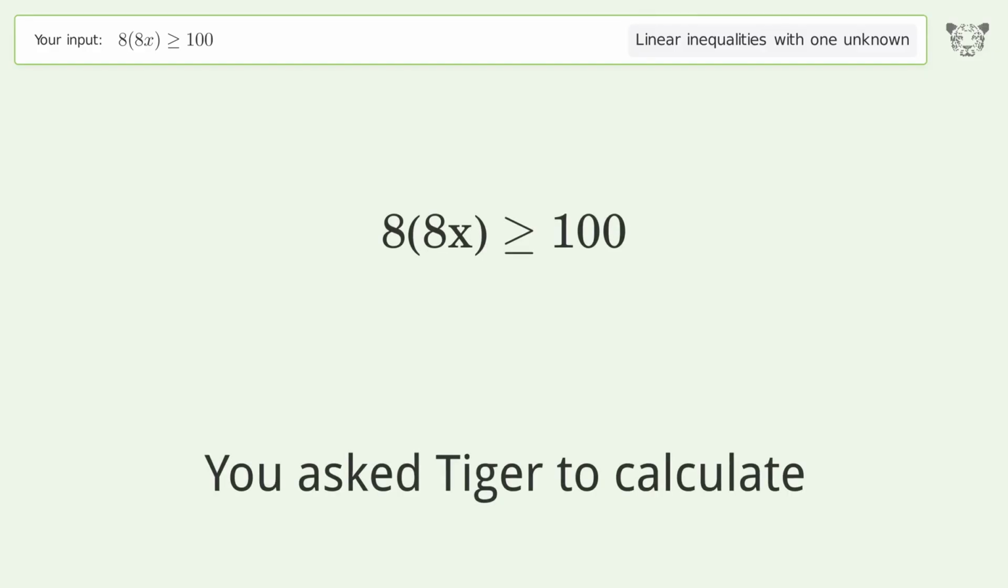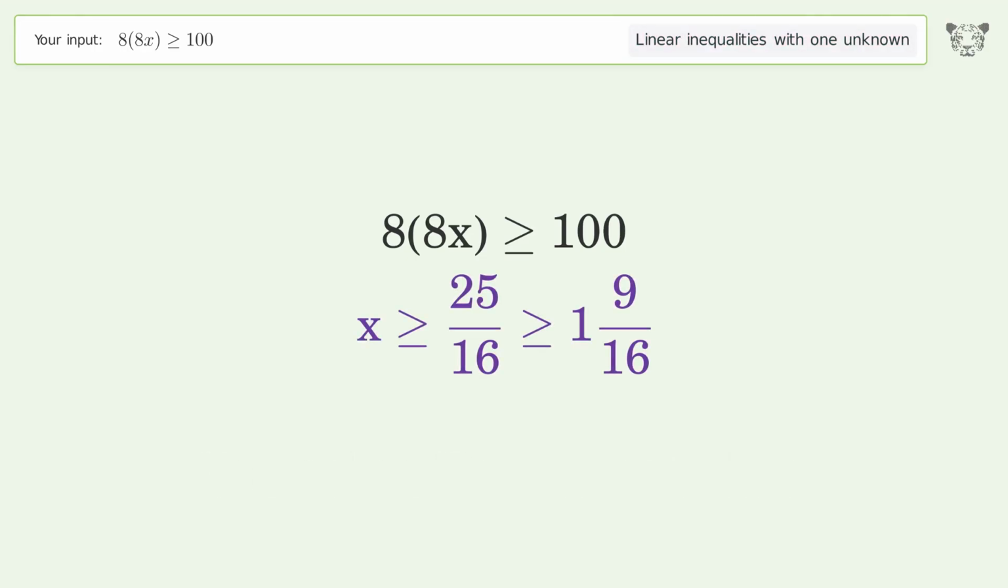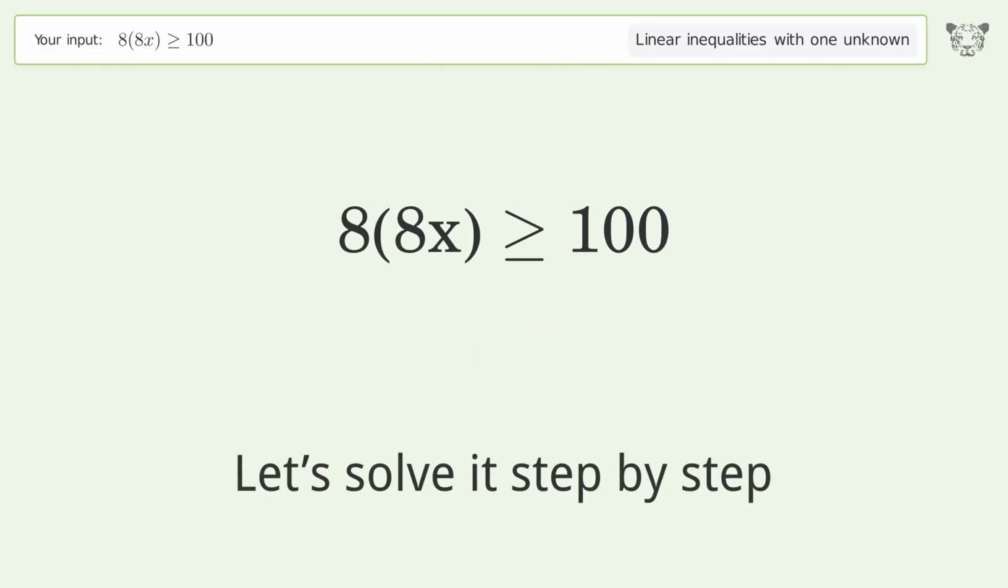You ask Tiger to calculate. This deals with linear inequalities with one unknown. The final result is x equal or greater than 25 over 16 equal or greater than 19 over 16. Let's solve it step by step.